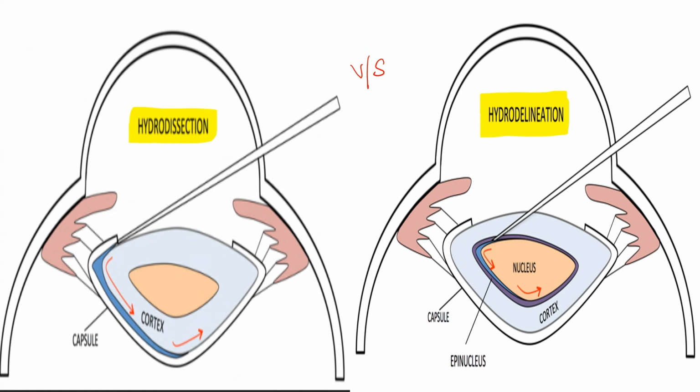Now sometimes you might want to remove the nucleus first and then go ahead and remove the cortex. In such conditions what we can use is a process of hydrodelineation. In hydrodelineation, we will push fluid between the layers of the nucleus. That means we are trying to separate the nucleus from the epinucleus. If you separate the nucleus from the epinucleus, that is called hydrodelineation, and if you separate the cortex from the capsule, that is called hydrodissection.